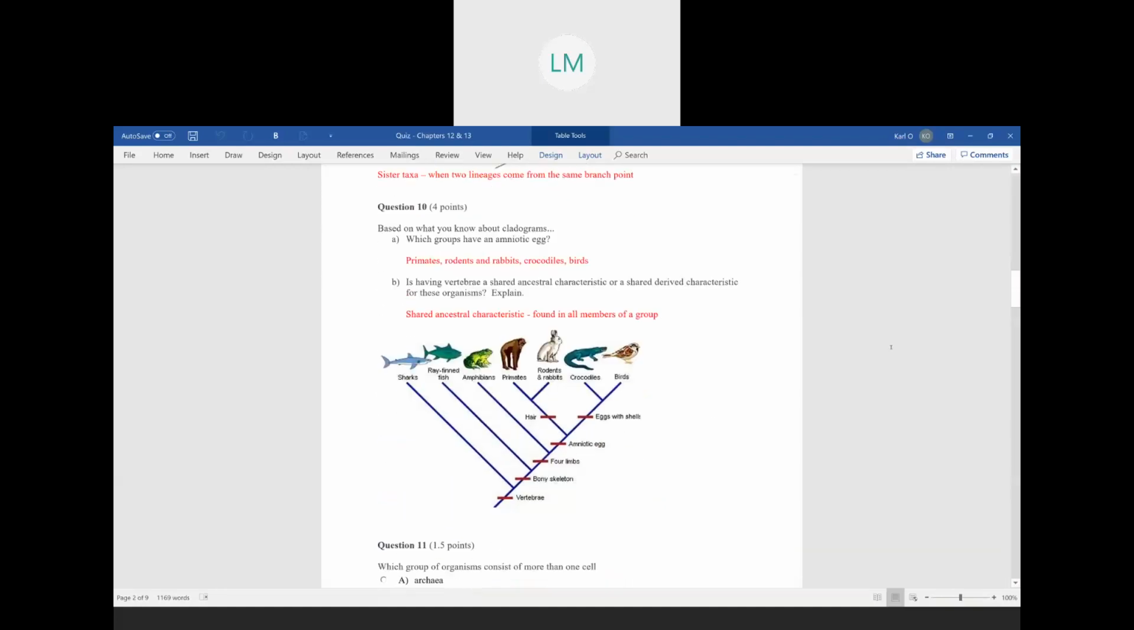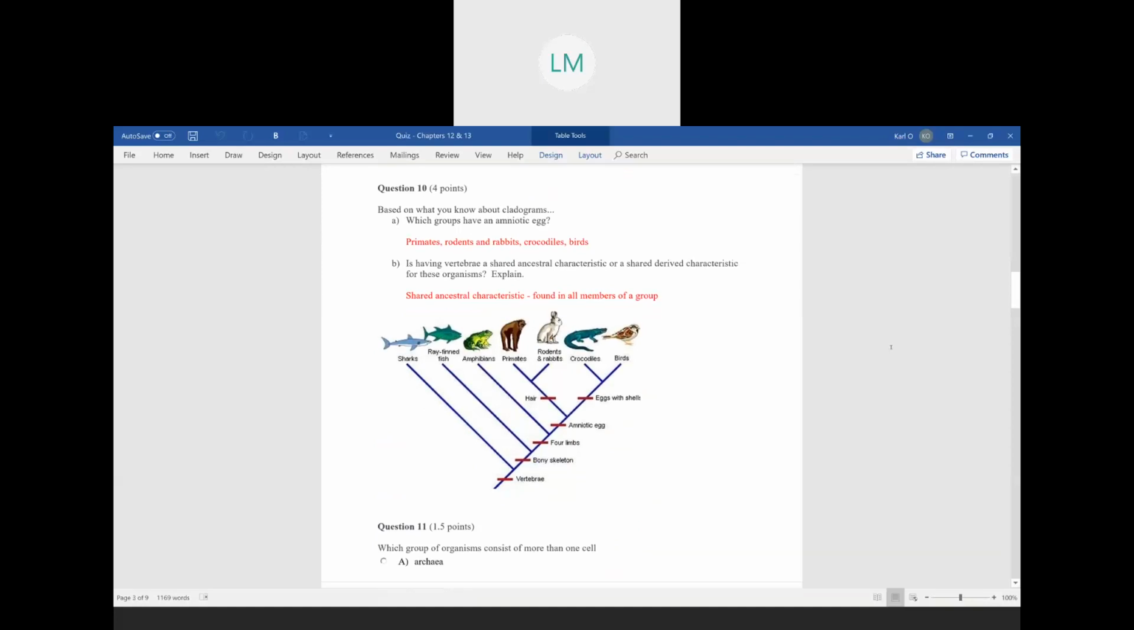Question number 10. So we have a cladogram here. Based on what we know about cladograms, which groups have an amniotic egg? We have all of our groups up at the top of our cladogram. Along this line down at the bottom, we have all of our traits. So this is basically our timeline down here with the evolution of these traits. If we go up here to amniotic egg, everything that has an amniotic egg is going to be on the right side of that trait.